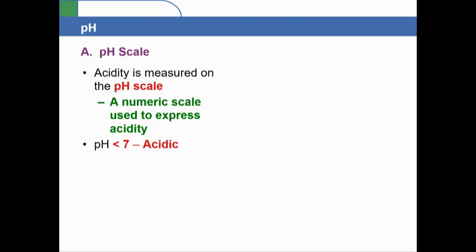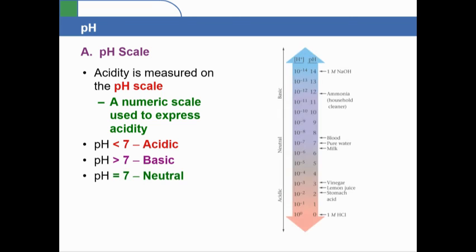Now, for any pH less than 7, the solution is considered to be acidic. If it's greater than 7, then technically it is basic or alkaline. And if it's equal to exactly 7, like pure water, then it is considered to be neutral.